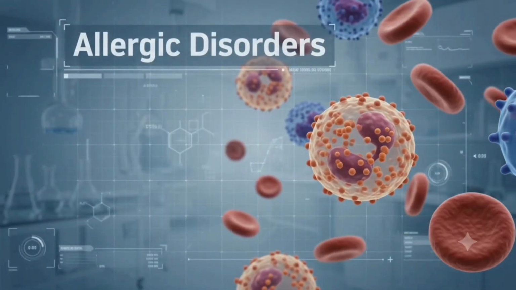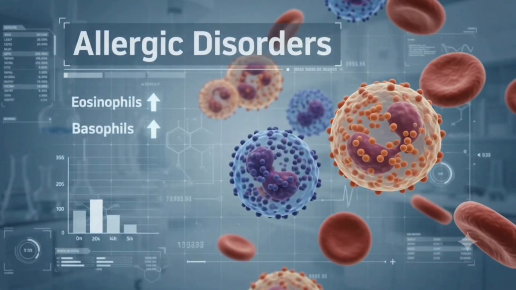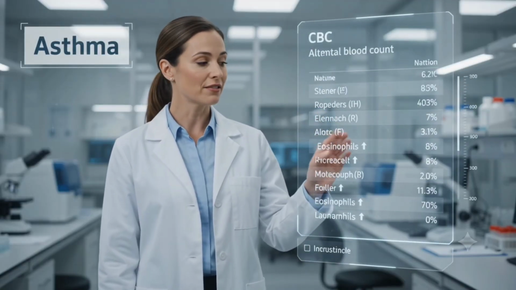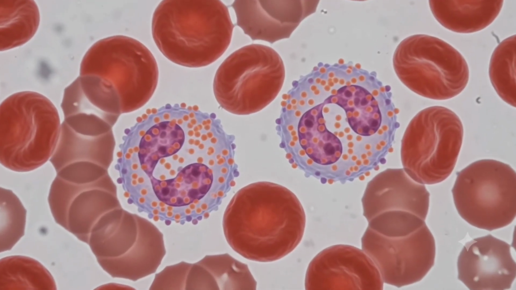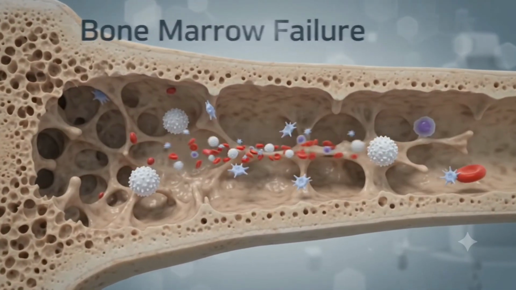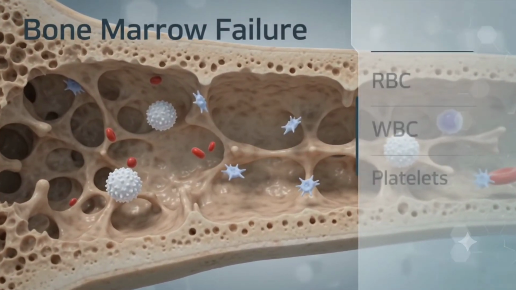Persistent allergies commonly increase eosinophils and sometimes basophils. Patients with asthma often have elevated eosinophils, especially in allergic asthma. Bone marrow failure can reduce red cells, white cells, and platelets at the same time.